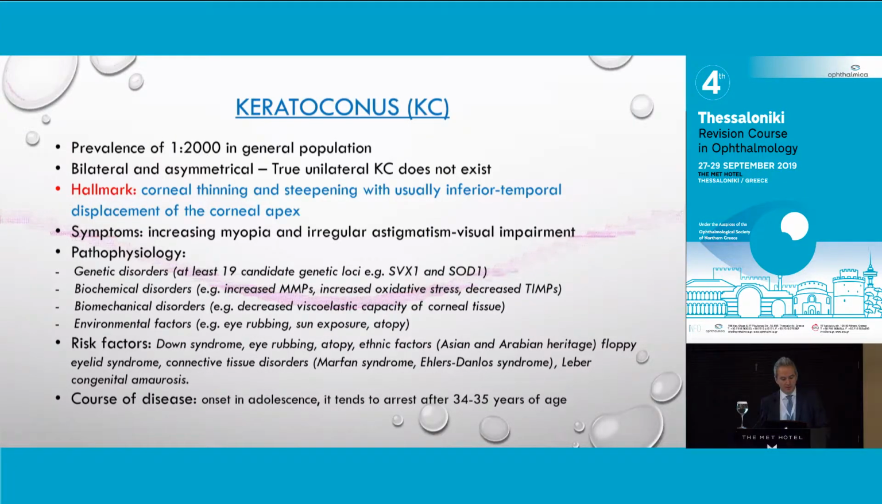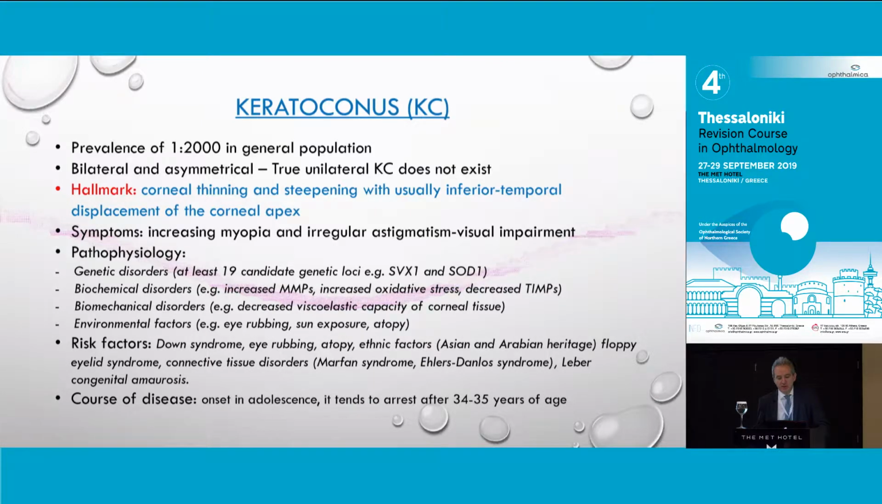Particular areas of the world, like Saudi Arabia, but even Greece, have a relatively high incidence of keratoconus. It's always bilateral, although there is an asymmetrical manifestation of the disease, so one eye is more affected than the other. And the clinical hallmarks are thinning and steepening of the cornea with displacement of the corneal apex.